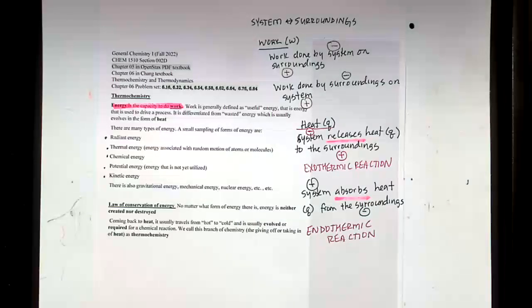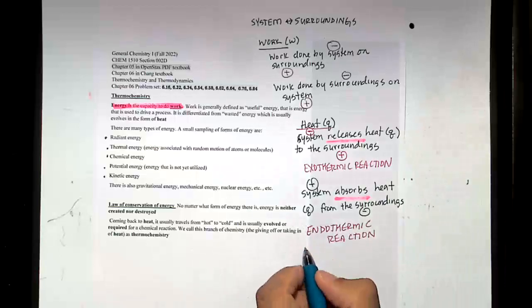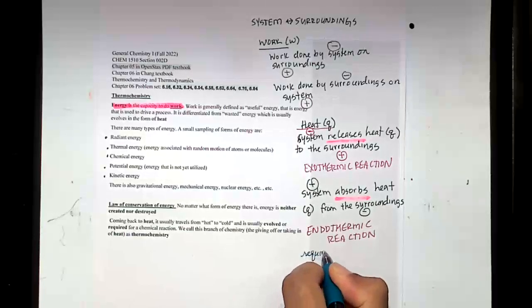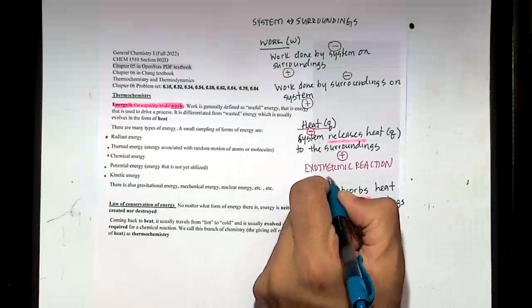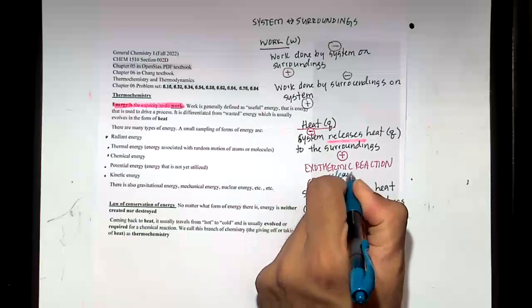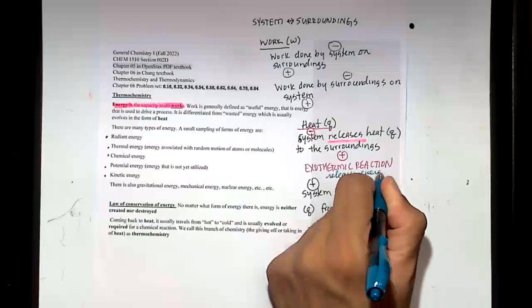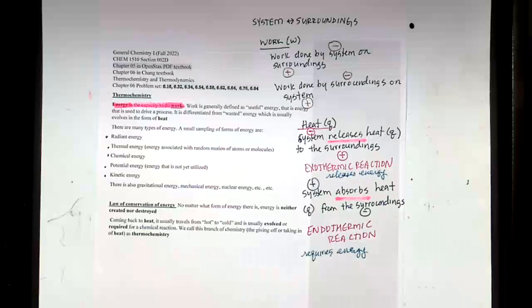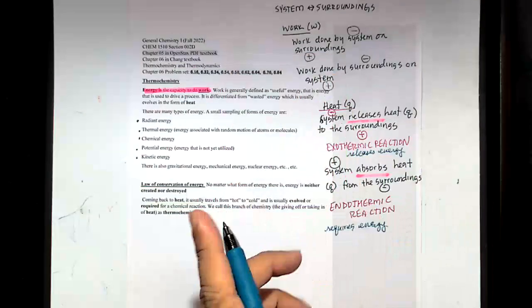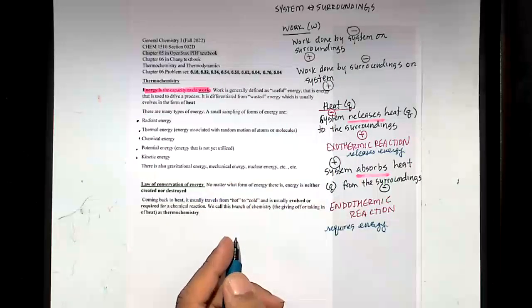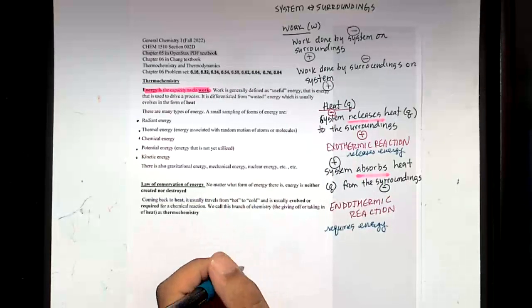An endothermic reaction usually, we say, involves or requires energy in the form of heat, or we'll just say it requires energy. And then an exothermic reaction releases energy. So this is how the system and the surroundings communicate with one another.